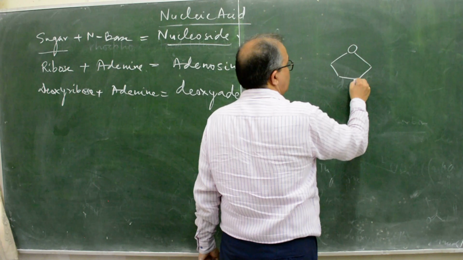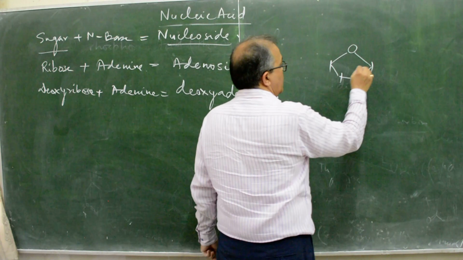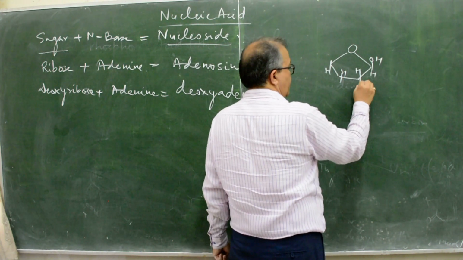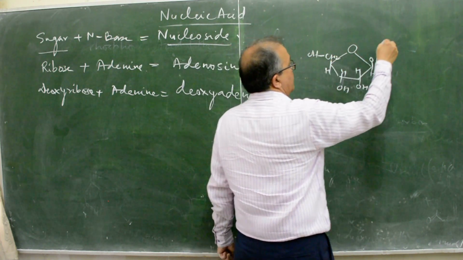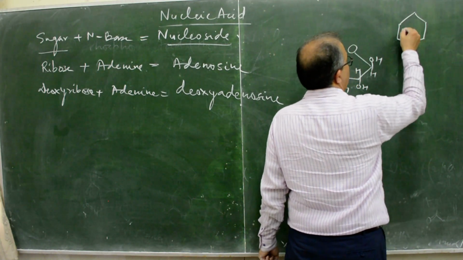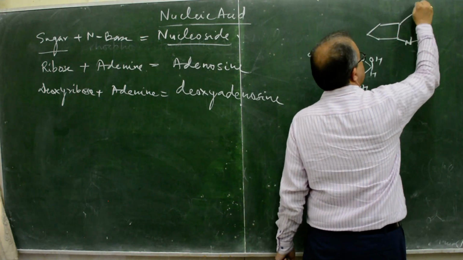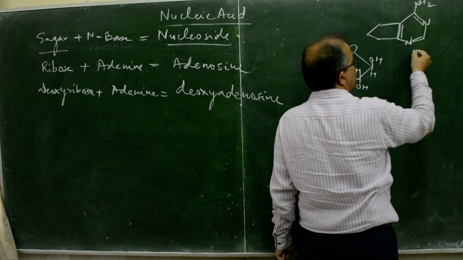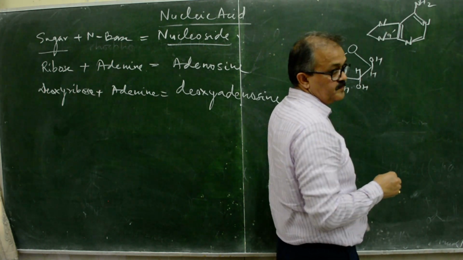This is the structure of the sugar. First carbon, second carbon, third carbon, fourth carbon. Hydrogen, hydrogen, hydrogen. This is the OH group, because it is ribose. OH and CH2OH. Adenine, you see here, nitrogen, 6-aminopurine. This is the 9th position.